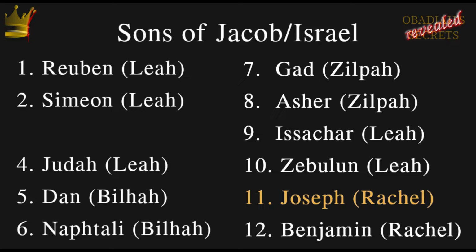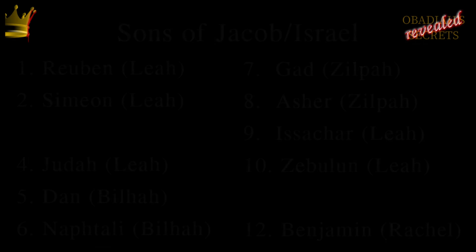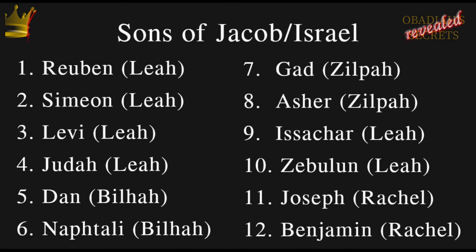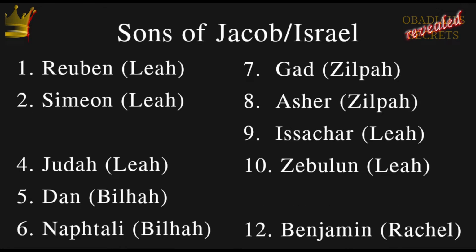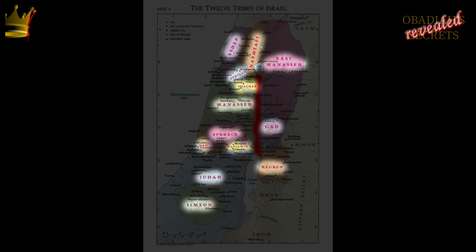Joseph had two sons, Ephraim and Manasseh. They were considered as separate tribes and given allocations of land. So here we have the 12 sons born to Israel, but for the purpose of inheritance or allotment of land, minus Levi, minus Joseph, we get 10. And then we add Ephraim and Manasseh, we get 12. So here we have our map of the 12 tribes of Israel by land allocation.